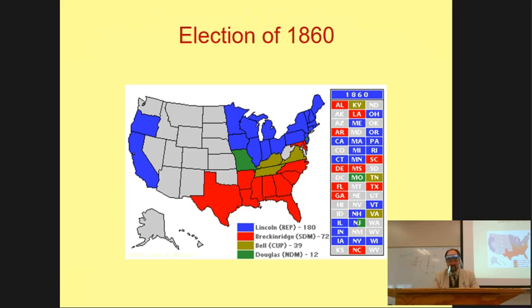Again, even though Lincoln said he had no plans to attack slavery where it existed, a lot of Southerners didn't believe him. And this electoral map really scared a lot of Southerners. And Lincoln had won the election without a single Southern vote. I think he got one county in Missouri.